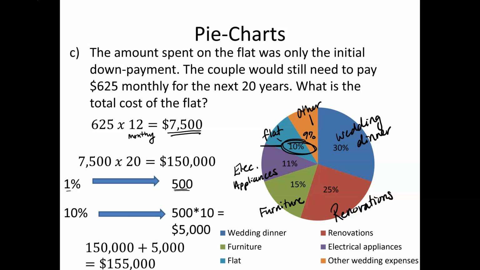Now I hate to tell you guys this, but those numbers aren't very realistic. Unfortunately, in Fort Collins, it probably costs a little bit more than $155,000 for an apartment.